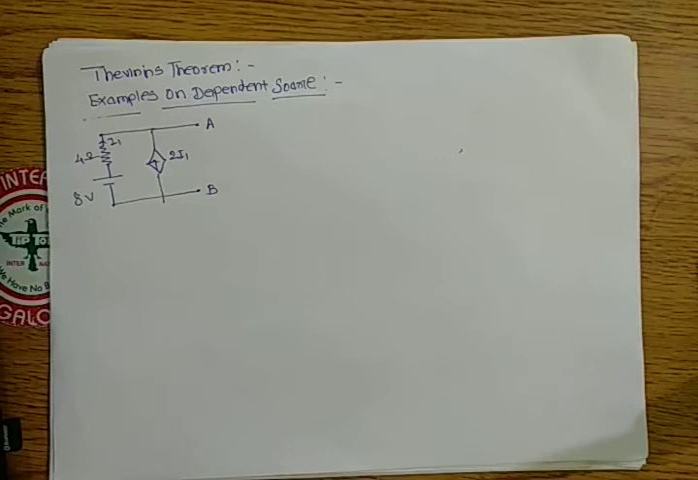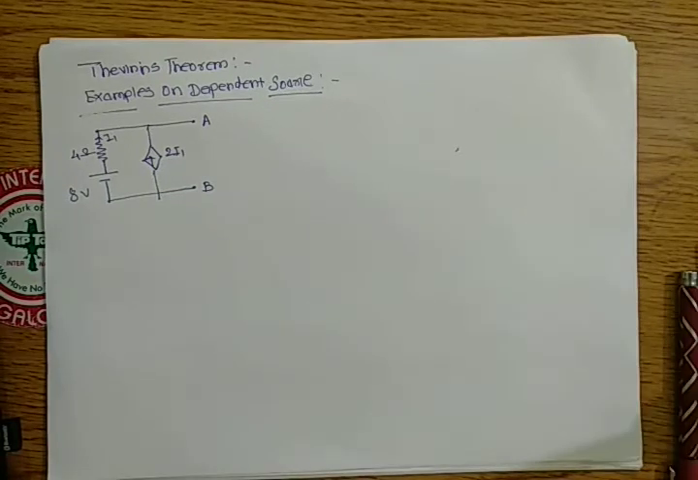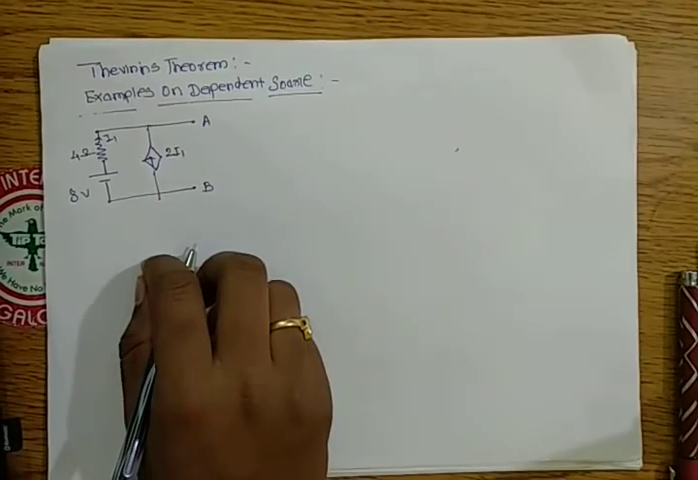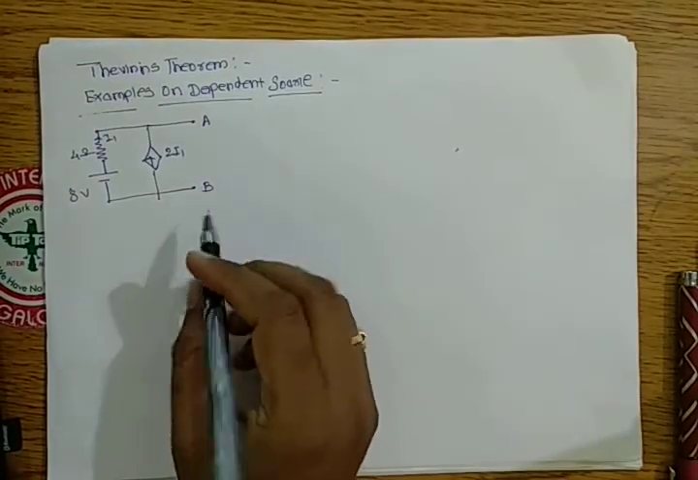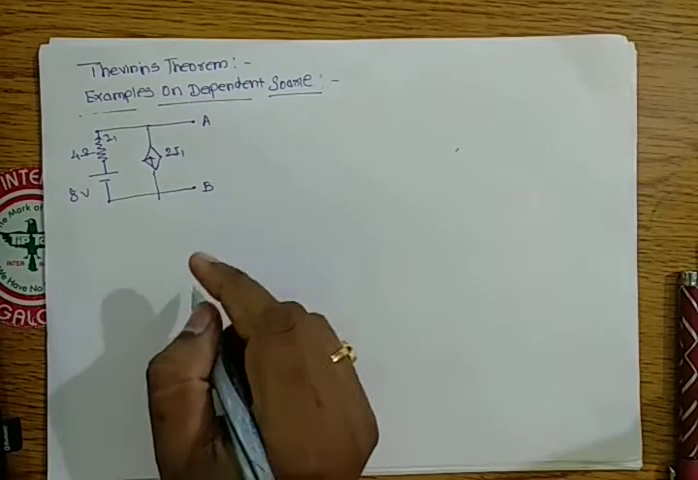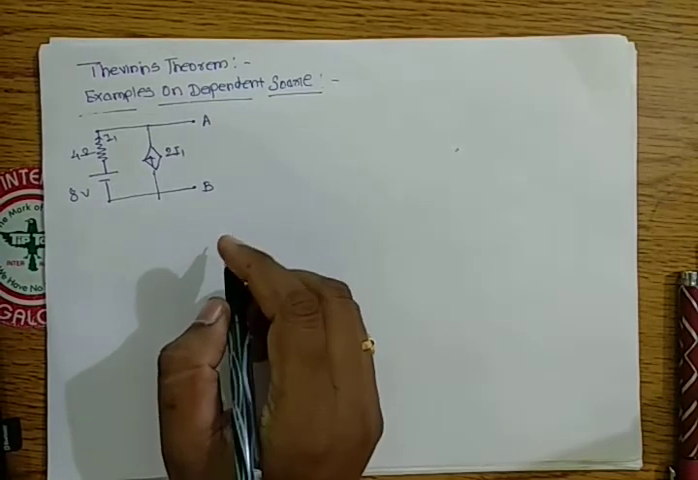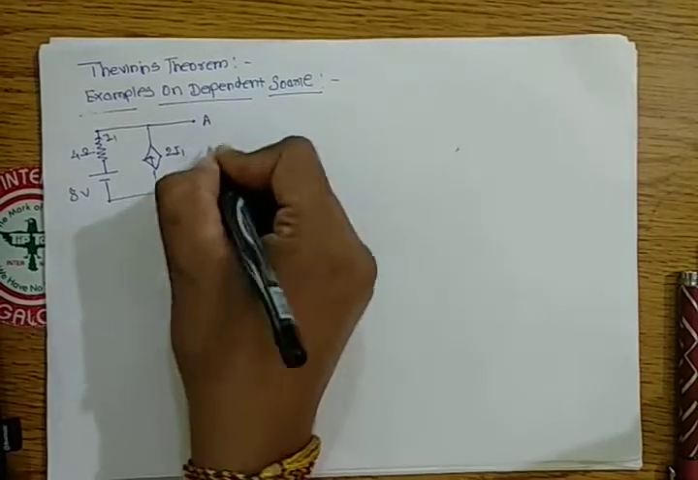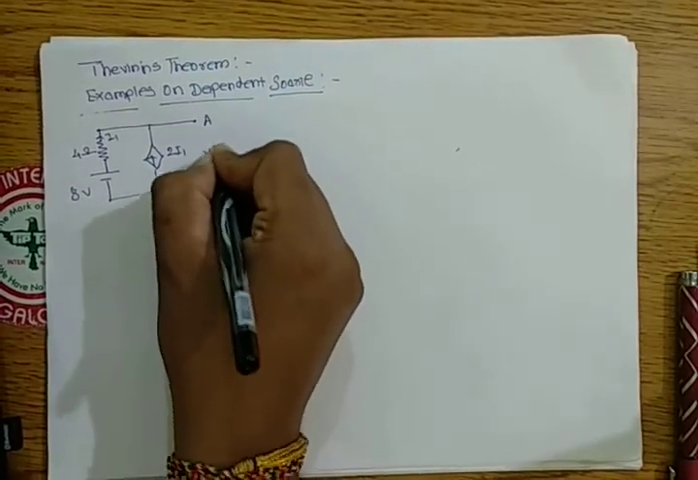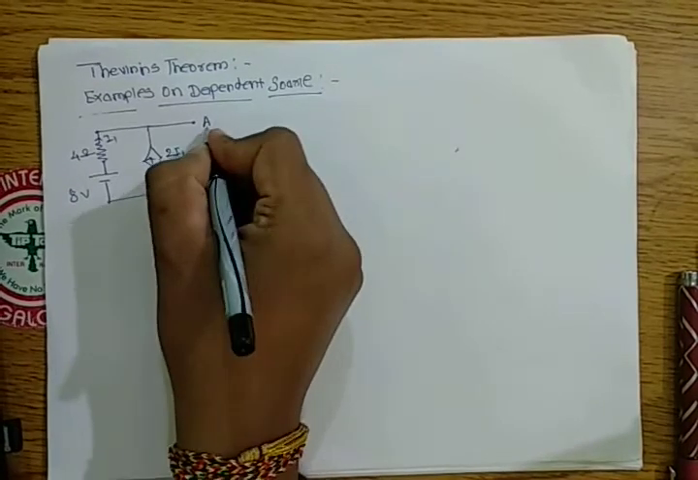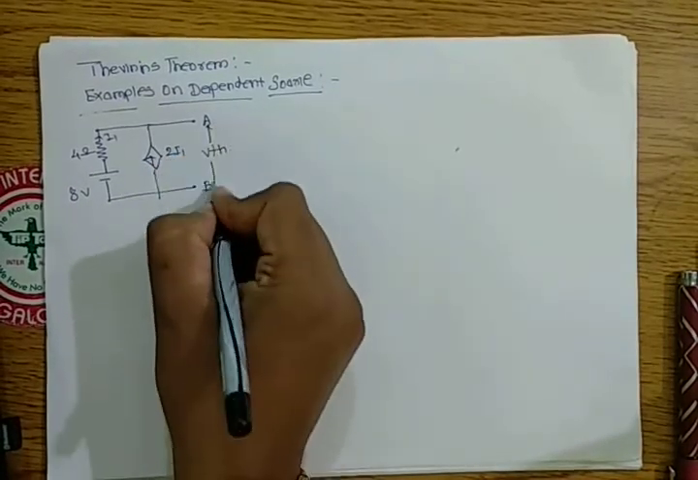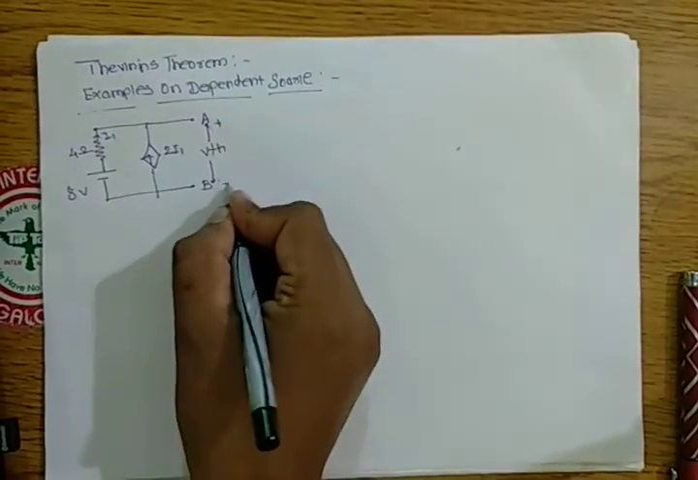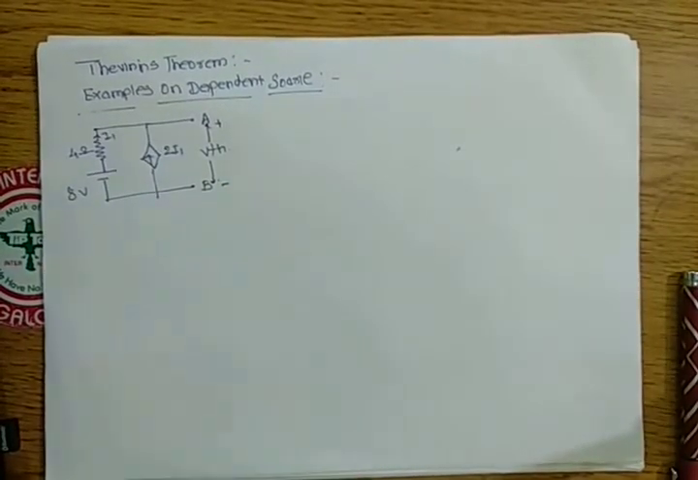First of all, we have to find the motive. The motive is to find the Thevenin network. So how do we find the Thevenin network? First of all, we have to find VTH. I will mark this terminal as A and this as B, with plus and minus, so VTH is across A and B, and we have to find it.